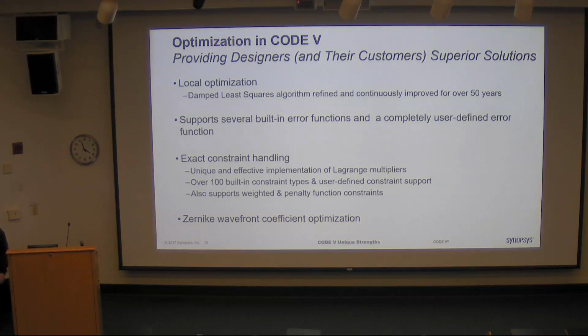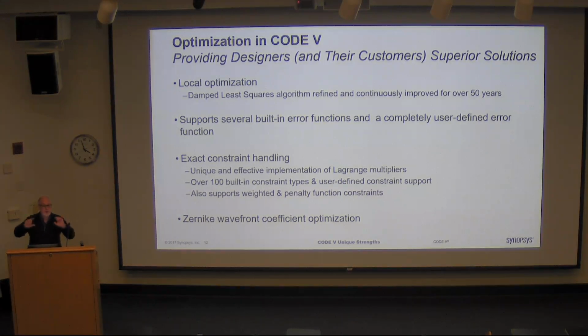And we have a method of handling constraints exactly called Lagrange multipliers that essentially separates the handling of the constraints from the damped least squares process that we use for local optimization. And it works really, really well in our software. It's something that the founder of our company, who started Code 5, figured out back in the late 60s. And that's one of the reasons we optimize to better solutions faster than some of our competitors.